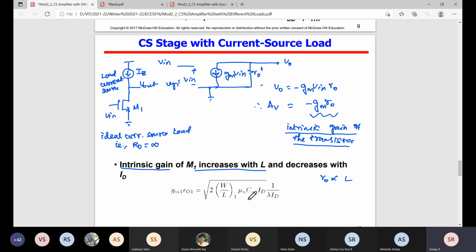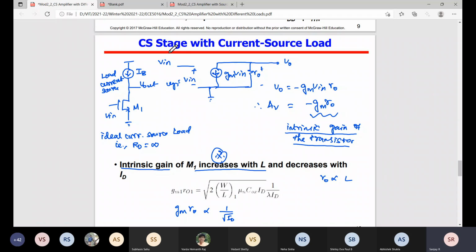So let's substitute the GM expression here. GM is proportional to root ID, and R naught equals 1 by lambda ID. So now you can see GM R naught is proportional to 1 by root ID. It decreases with ID. So this is not important. The only important thing is that intrinsic gain increases with L. This is the only important one. You don't worry about this.